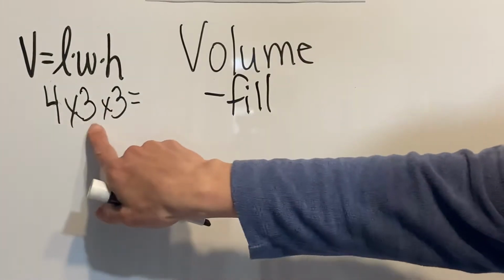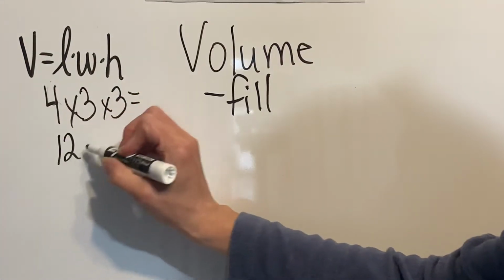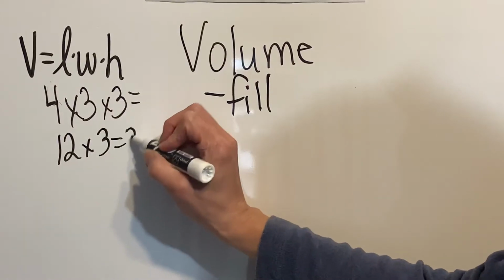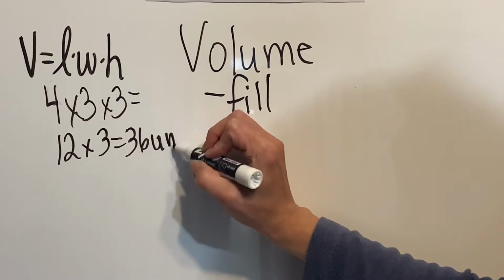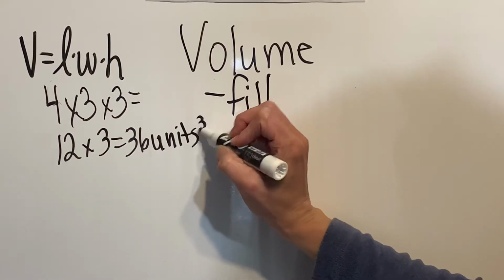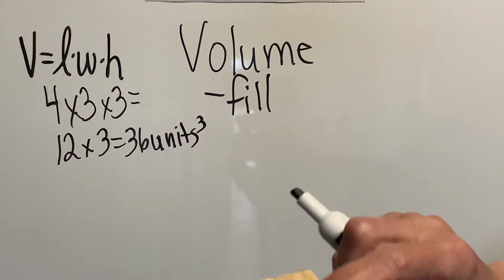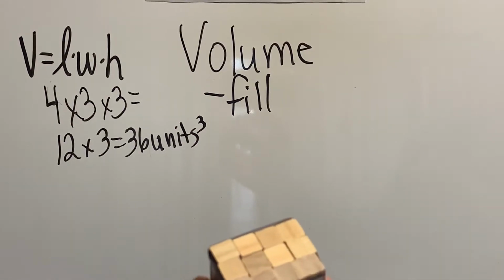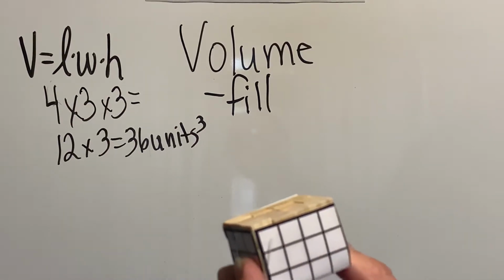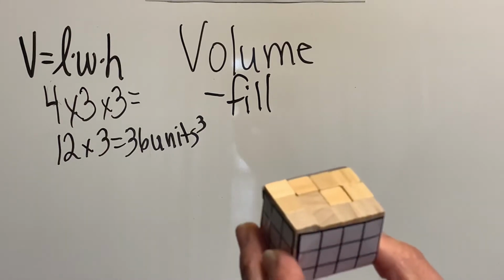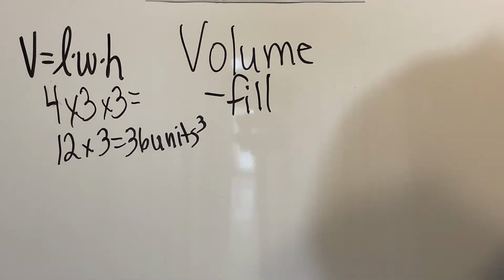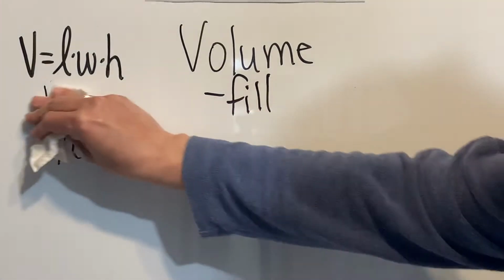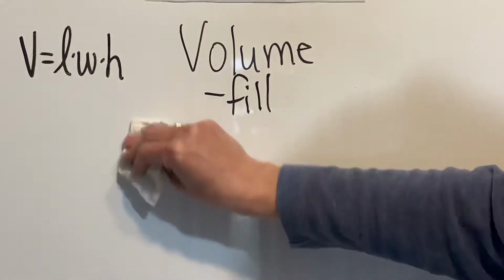So I've got 4 times 3 is 12. 12 times 3 is 36. So 36 units cubed. So there are 36 of those centimeter cubes in there. All right. So that's just a brief review of volume and what it measures, and a visual representation of what we're going to be doing today.